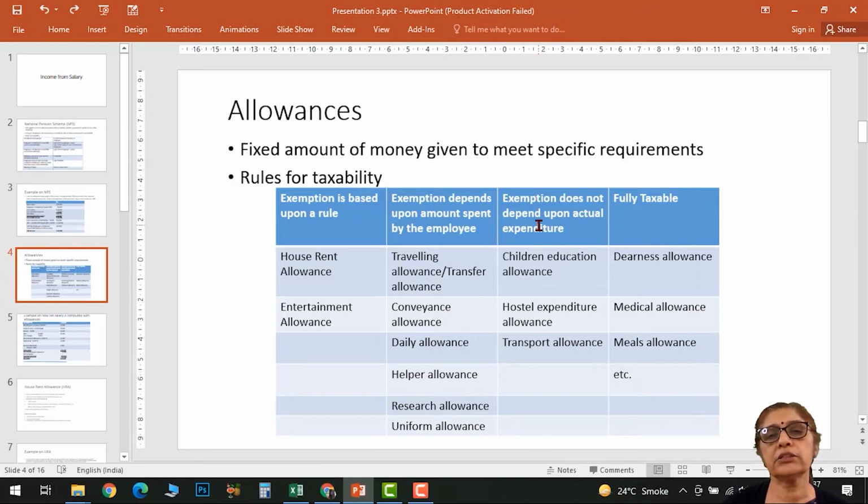Where exemption depends not on the amount spent, but we have a flat amount of exemption. We have children's education allowance, we have hostel expenditure allowance, and we have transport allowance. They are the important ones. And the rest are fully taxable.